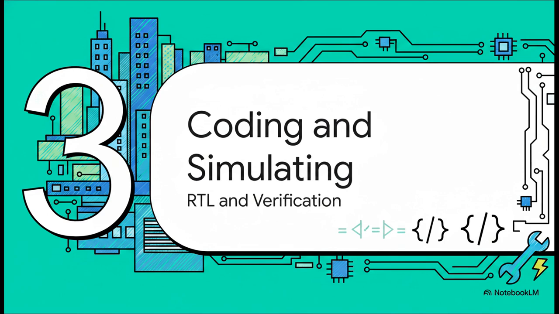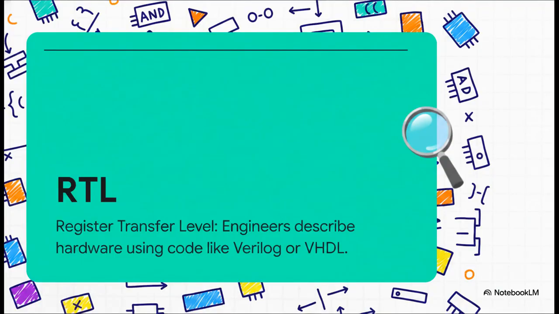Moving on to Section 3, coding and simulating hardware. With our digital city all mapped out, it's time to actually write the code for this hardware. Yep, you heard me right. Hardware is coded. This is where we get into RTL, or register transfer level.